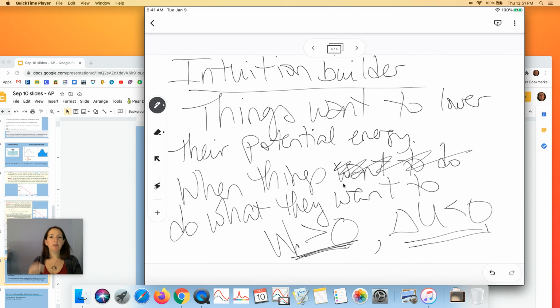And literally almost every single work problem, I ignore the sign, I calculate it, and then at the end I use this intuition builder to figure out what the appropriate sign is. That's a really, really good trick.